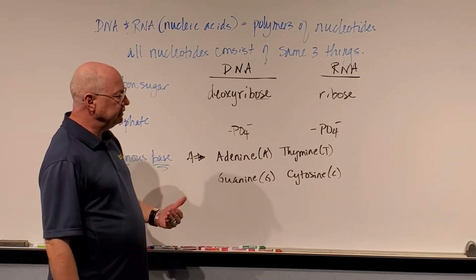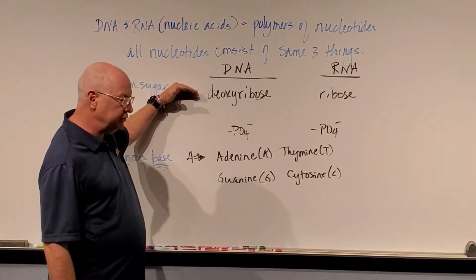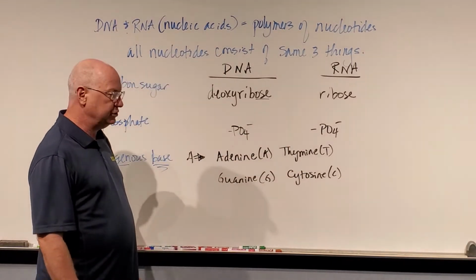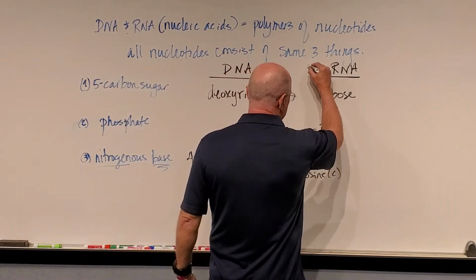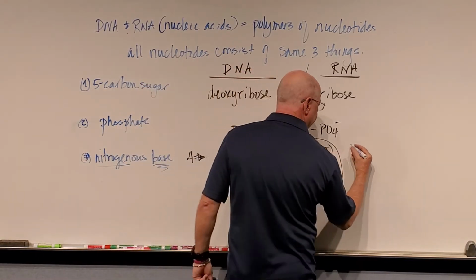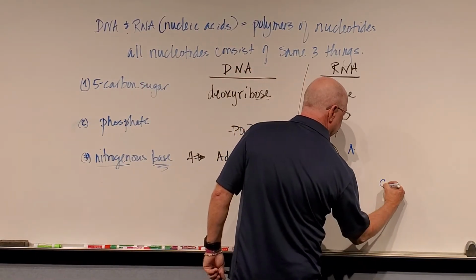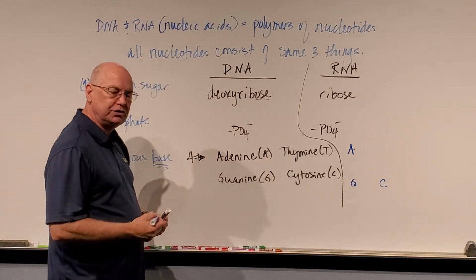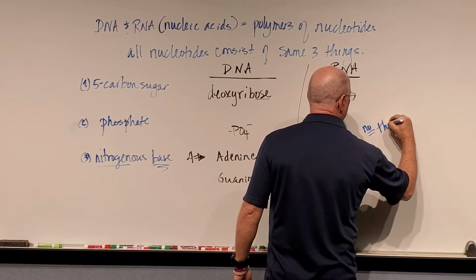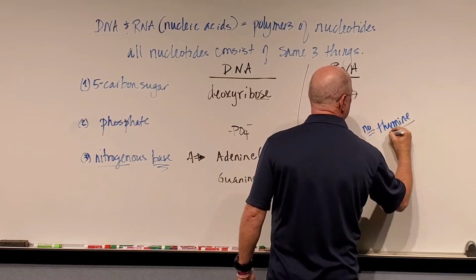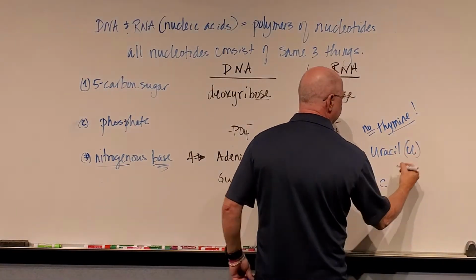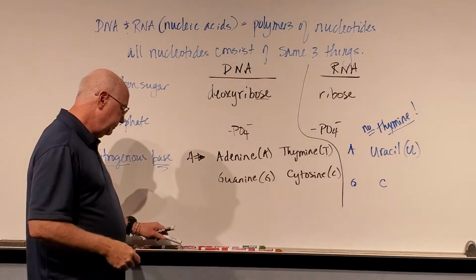So if I wanted to build a nucleotide for DNA, I need some deoxyribose, I need a phosphate group, and I need one of these 4 nitrogenous bases. Now when it comes to RNA, it has the same bases. It has adenine, guanine, and cytosine. But one thing that's unique about RNA is that there is no thymine present. It uses a thing called uracil, which we abbreviate with a U, in place of thymine.